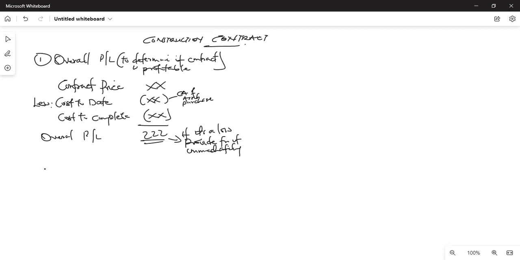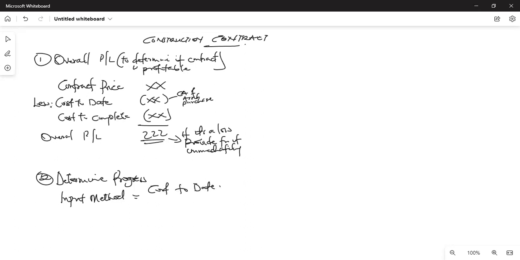You now need to go to your step 2, and in step 2, what you are going to do is to determine the progress of the contract. Determine progress. We have two methods of determining progress. One, we have the input-based method. And if you want to use the input-based method, the question will tell you which method they use, okay? If you have to use the input-based method, then it is a cost method. So you will need cost to date.